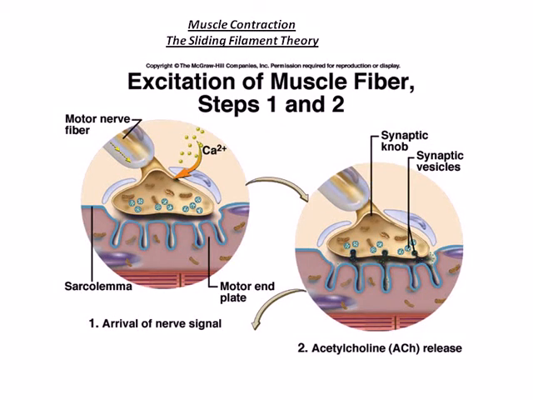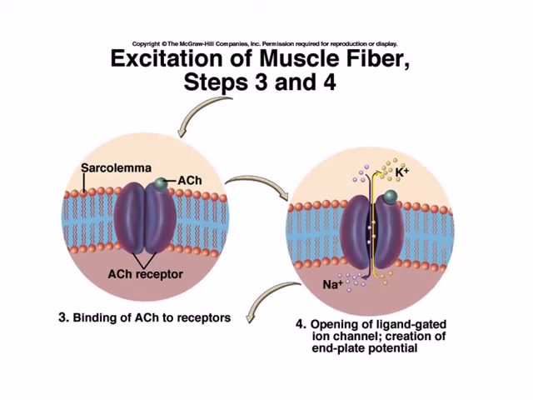The events of muscle contraction are summarized in what is known as the sliding filament theory. We have already reviewed the initial steps, which begin with the arrival of the nerve signal and the release of the neurotransmitter acetylcholine. The acetylcholine binds to the plasma membrane protein receptors, resulting in the opening of ion channels within the motor end plate. Sodium rushes into the cell and potassium leaves, resulting in depolarization of the membrane at the motor end plate.